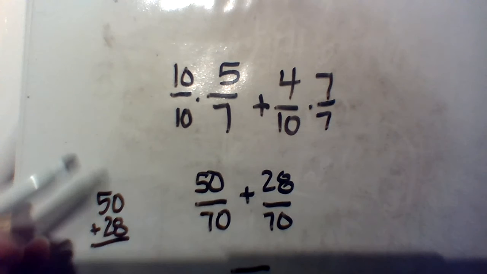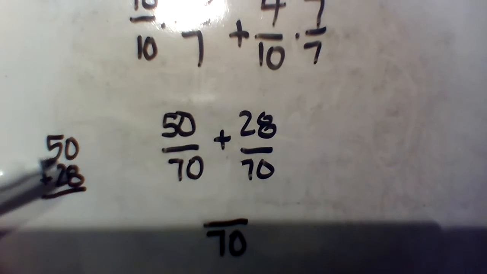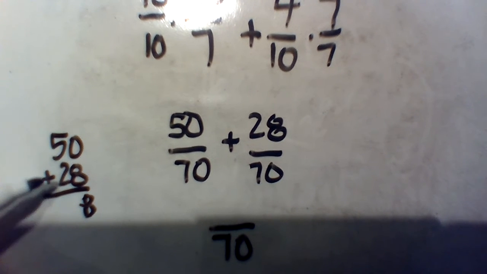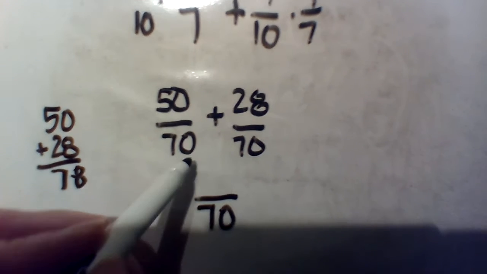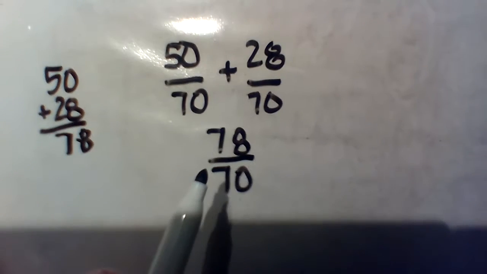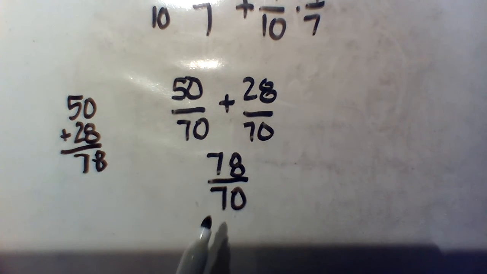8. But if you cannot, remember, I'm a very visual person. We talk about how 0 plus 8 gives me 8, and 5 plus 2 gives me 7. So I have 78 over 70. So notice I've created an improper fraction. My numerator is bigger than my denominator.